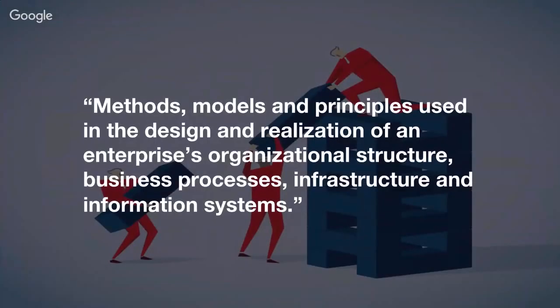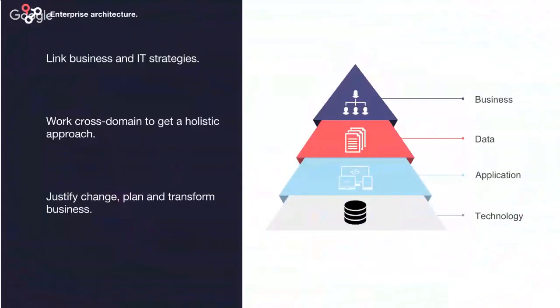According to The Open Group, enterprise architecture is a set of principles, methods, and models that are used in the design and realization of an enterprise's organizational structure, business processes, information systems, and infrastructure. So EA is about understanding how organizational building blocks and assets need to be assembled or changed over time. And the nature of this field implies that enterprise architects work cross-domain, linking business and IT departments together.